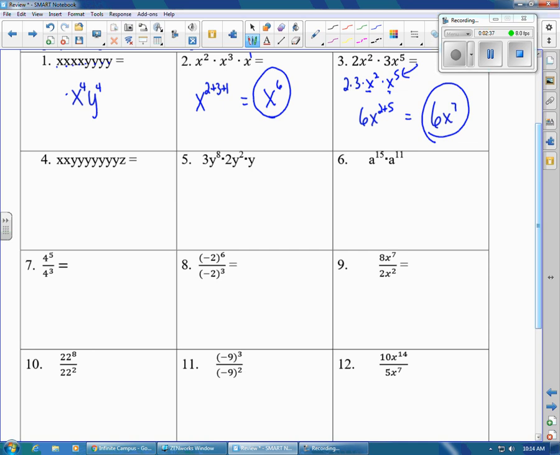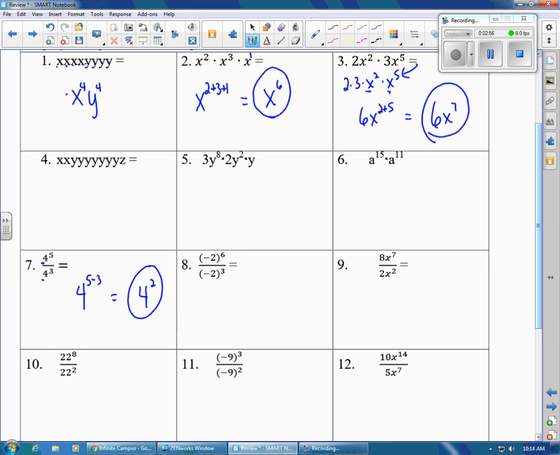Let's move on to number 7. Now this is a division, and hopefully you remember when you're dividing exponents with the same base, you're going to keep your base and subtract your exponents. So that's going to be 5 minus 3 power. So this will be 4 to the 2nd power.